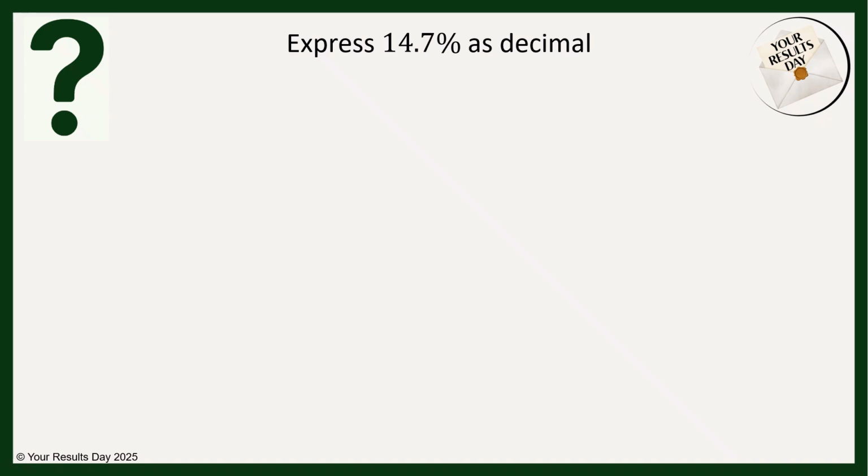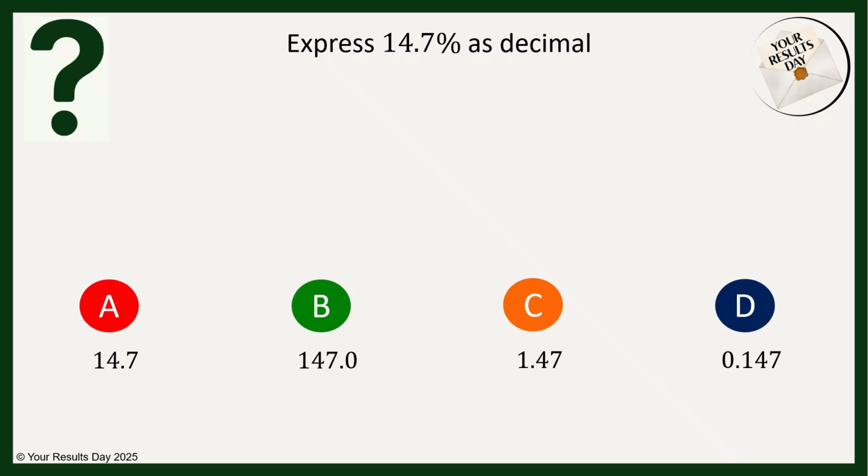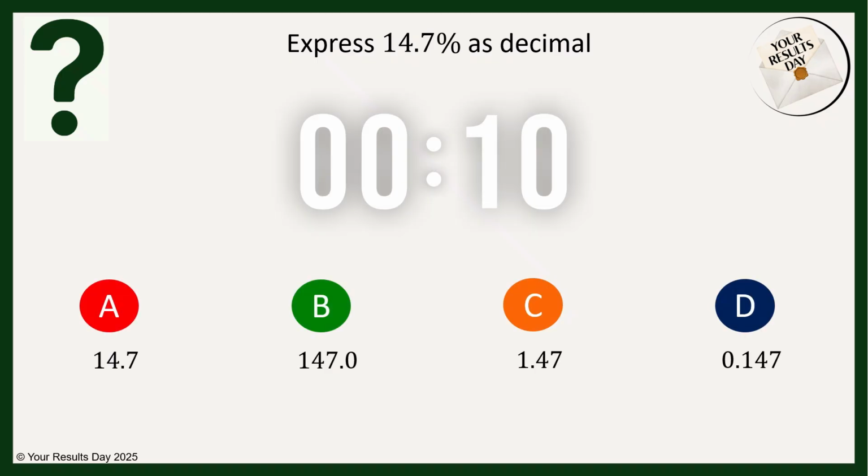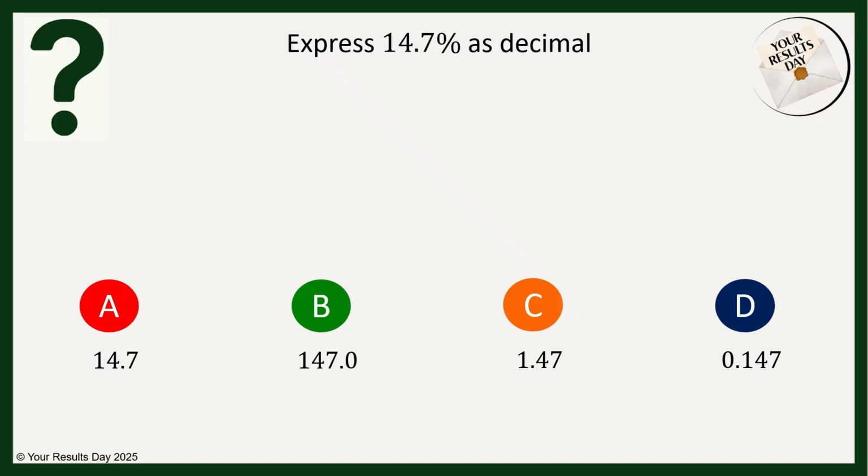Let's have a go at some multiple choice questions now. I'll pop a 10-second timer on the screen. However, if timers don't work for you, feel free to pause the video and just ignore it. Our first question is express 14.7% as a decimal, and here are your options. The answer to that one was D.